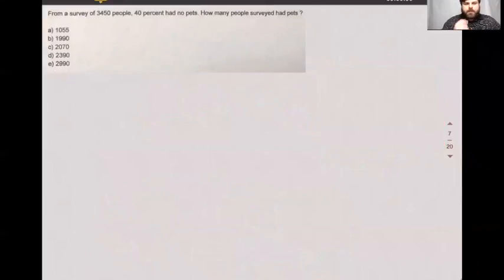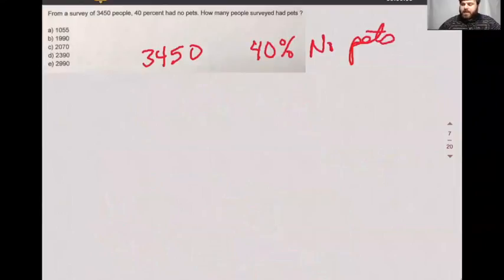Next problem. From a survey of 3,450 people, 40% had no pets. How many people surveyed had pets? All right, so we know there's 3,450 people in this survey, and we know that 40% of them had no pets. So that means the rest had pets. So what would the rest be? If we've already talked about 40%, it's got to be 60% that have pets.